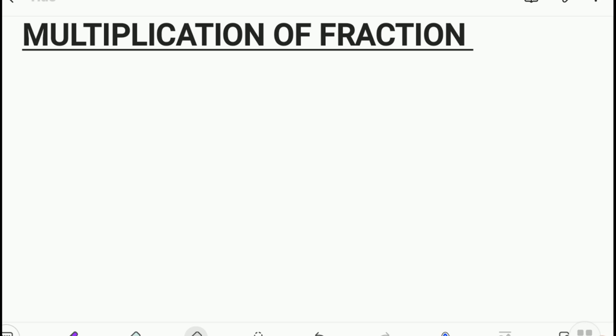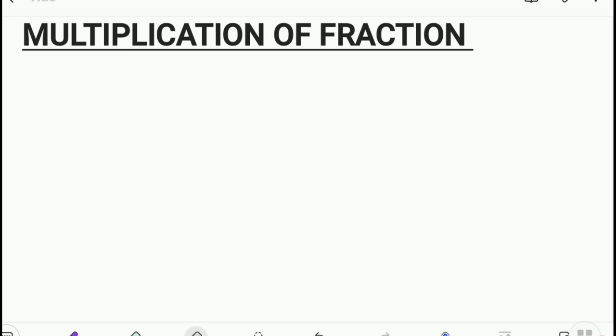Now, today we are going to talk about how you can multiply together fractions. You may multiply 2 fractions, 3 fractions, 4 fractions. It is based on the number of fractions that you have.